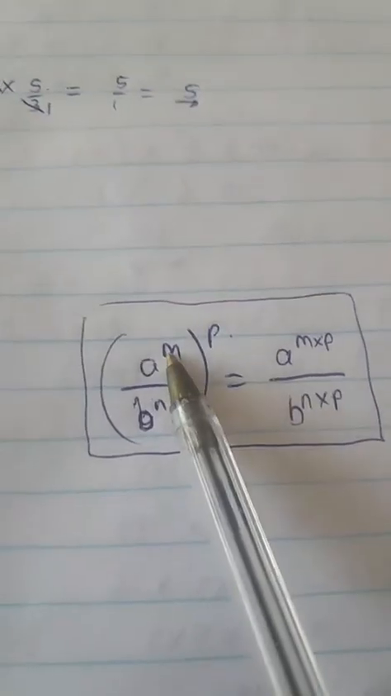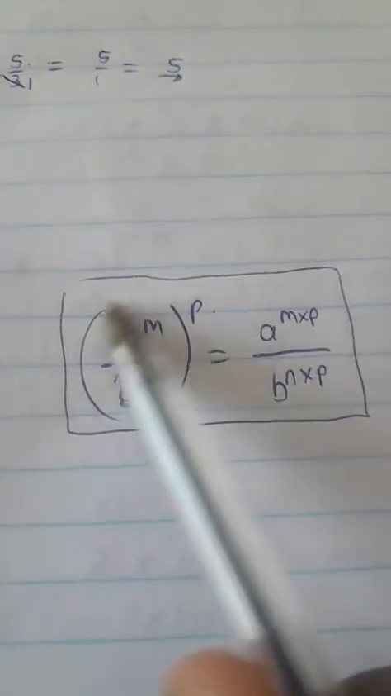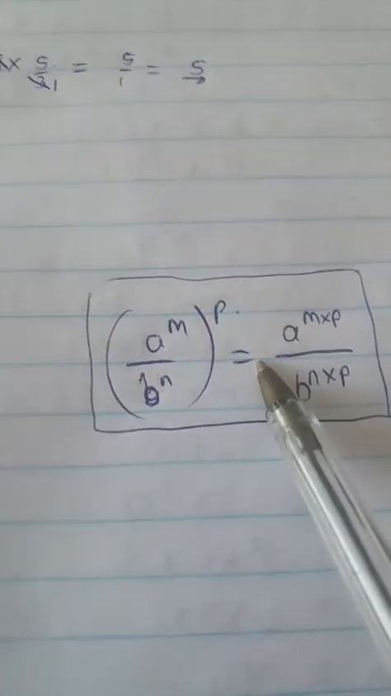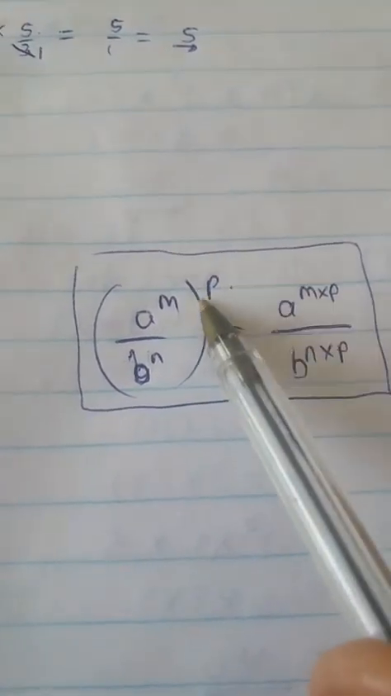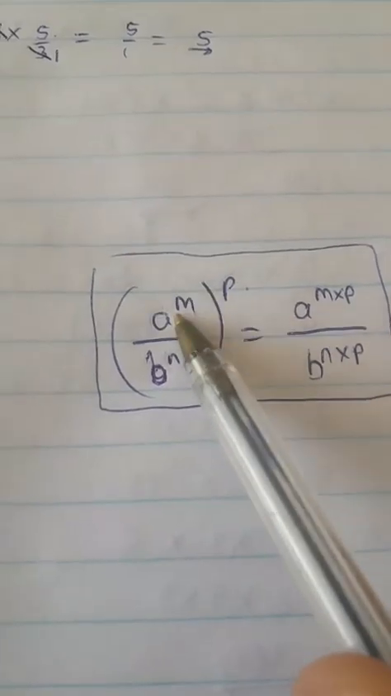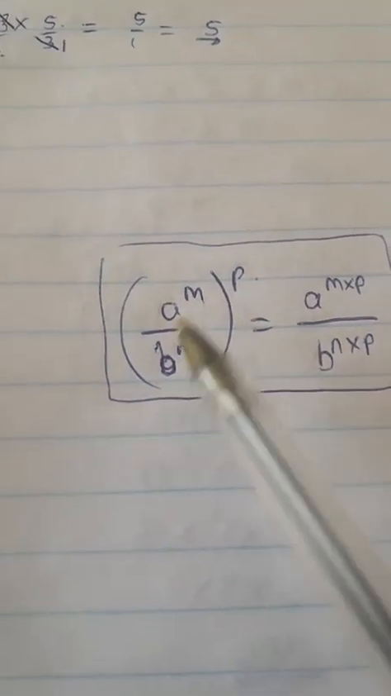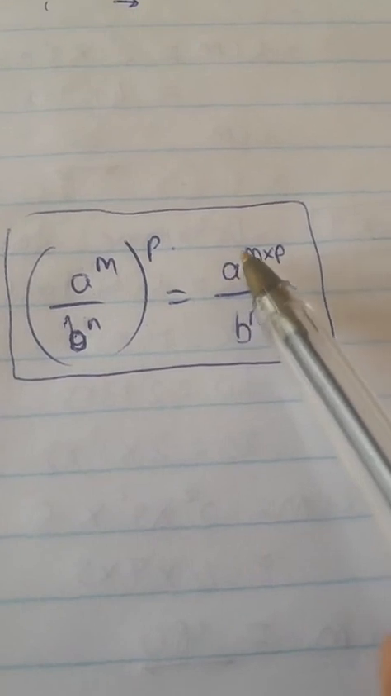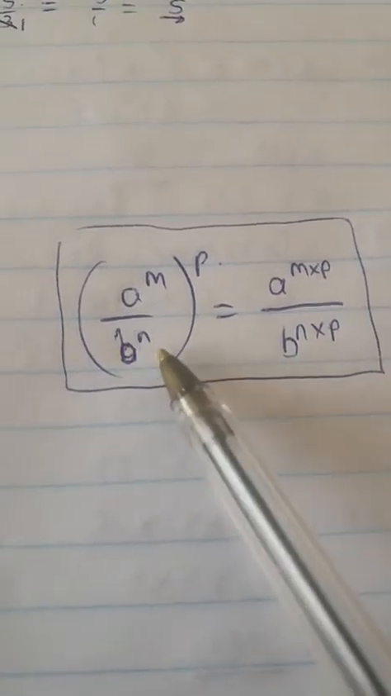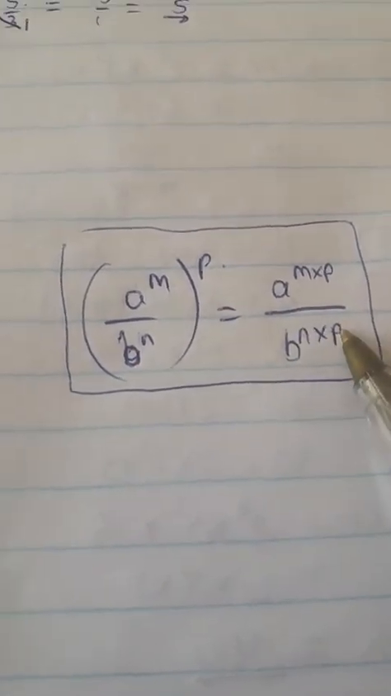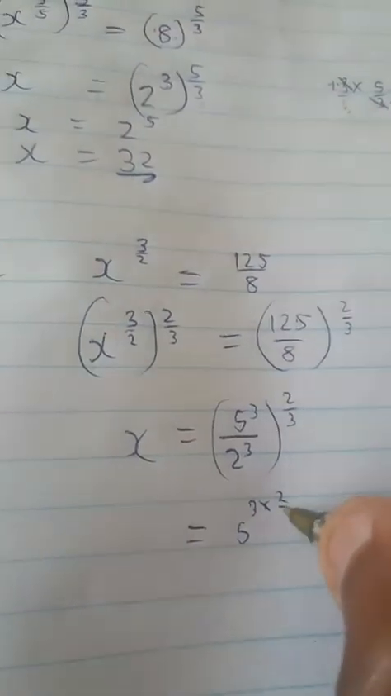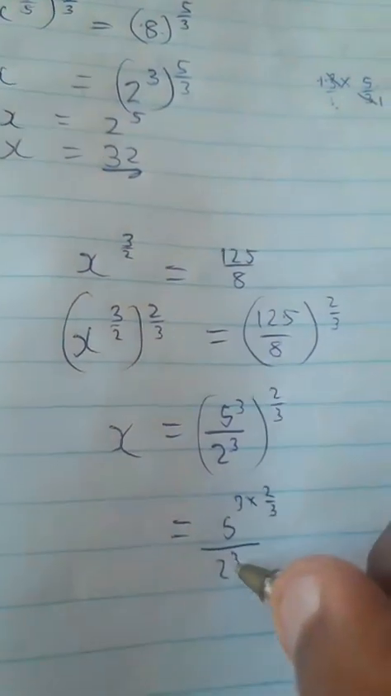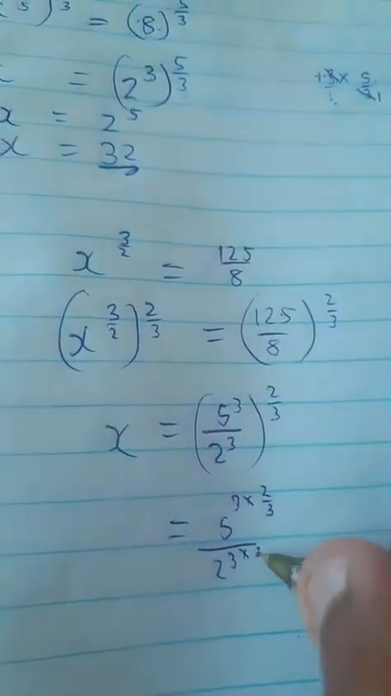So I repeat, a to the power m over b to the power n raised to the power p can be written as what? You simply distribute by multiplication the outside exponent to the respective exponents for each base. So this becomes a to the power m times p over b to the power n times p. So applying this, we can say 5 to the power 3 times 2 over 3 over 2 to the power 3 times 2 over 3.